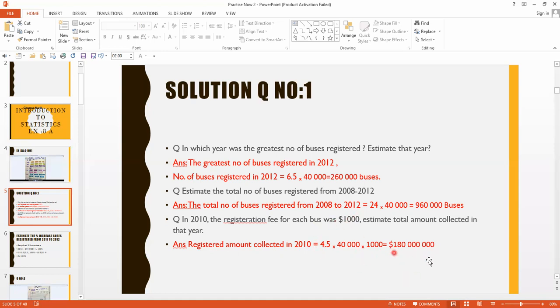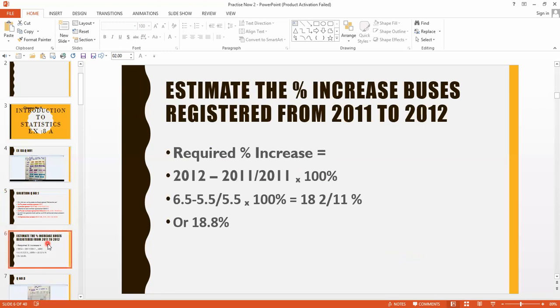This is $180 million. What is this? $180 million. Look here. Unit, 10, 100, 1,000, 10,000, 100,000, million, 10 million, and 100 million. So it becomes $180 million. Clear? Now we have to move towards the next part of the question.